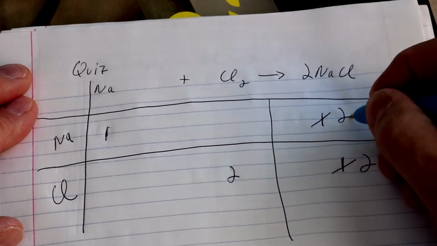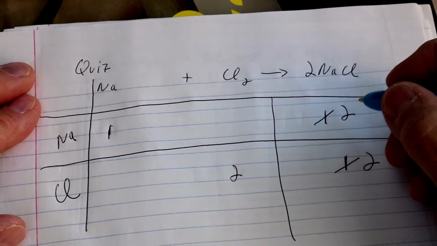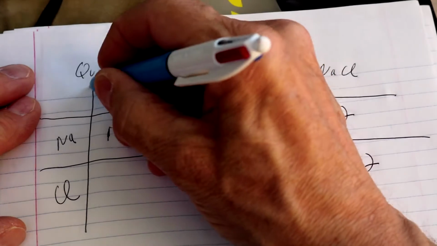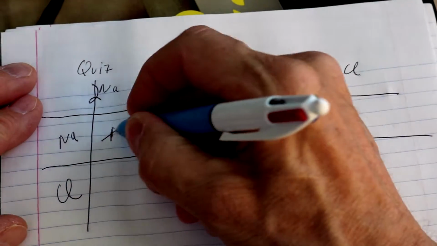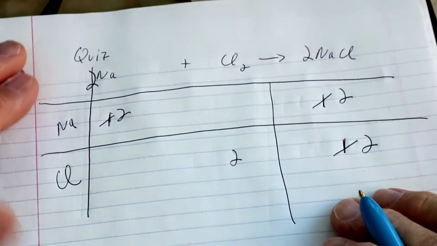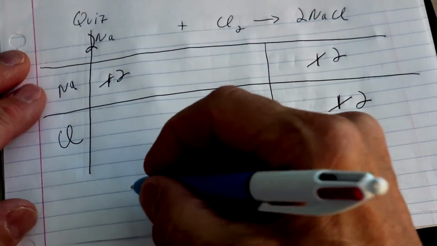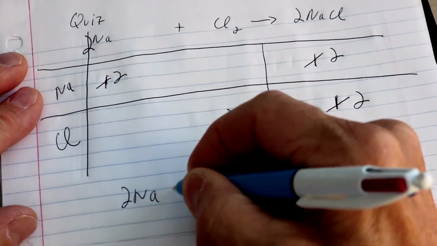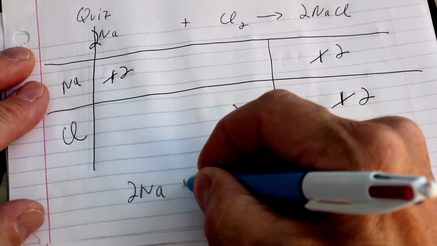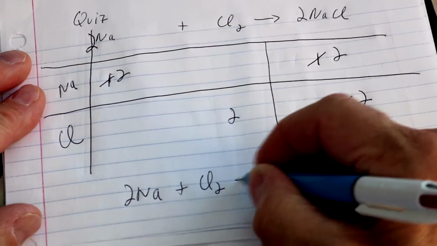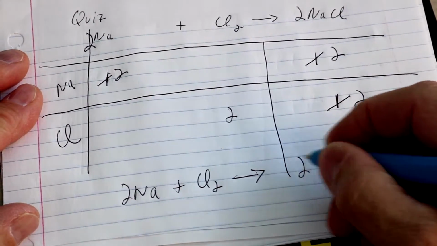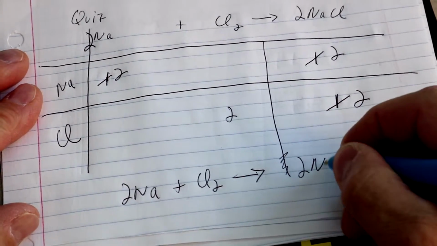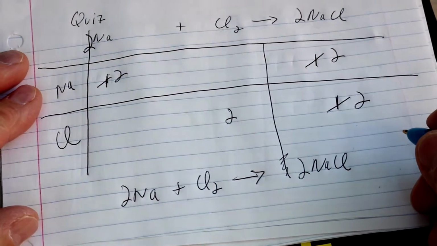It also changes your sodium. So to fix this, we need to put another coefficient over here in front of the sodium. So we have 2 sodium. So let's rewrite this answer so it's neat. We have 2 sodiums and 1 diatomic chlorine yields 2 sodium chloride.